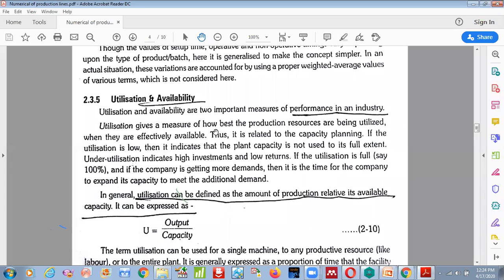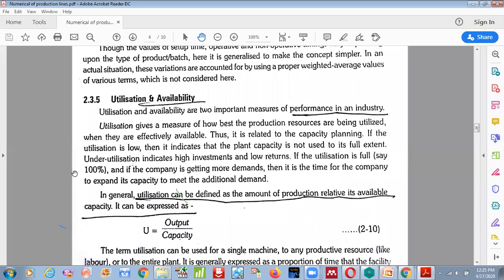Utilization gives a measure of how best the production resources are being utilized when they are effectively available. Thus, it is related to capacity planning. If the utilization is low, then it indicates that the plant capacity is not used to its full extent. That is something like the mileage for vehicles, 100% efficiency, which is not possible, but still they will try to achieve 100%.